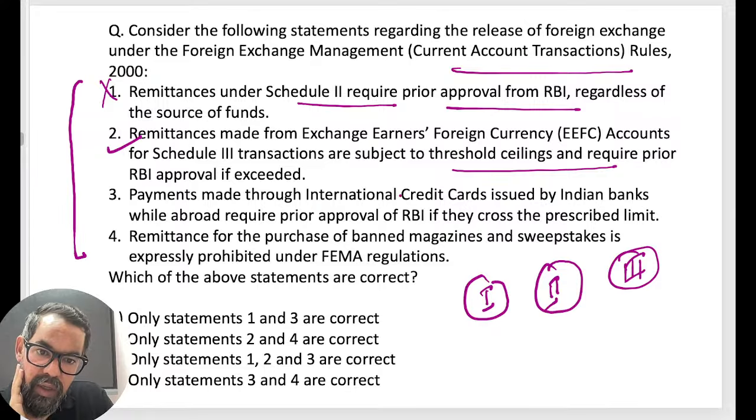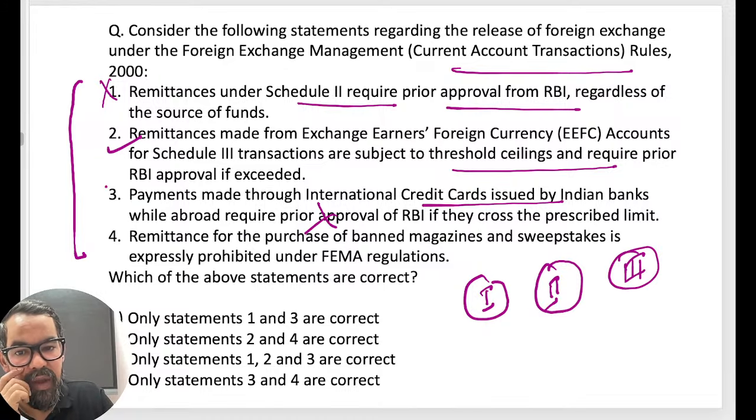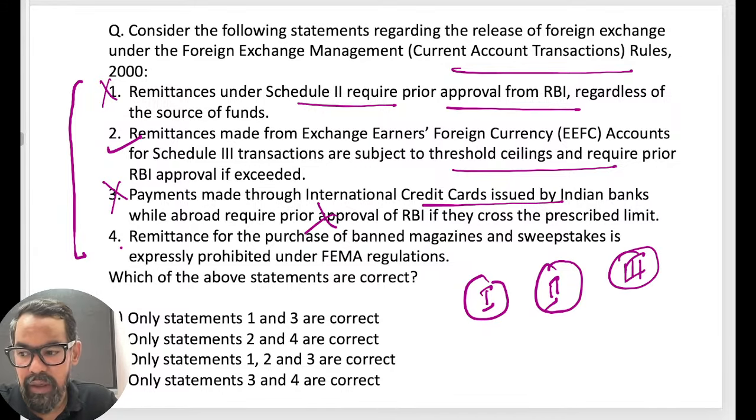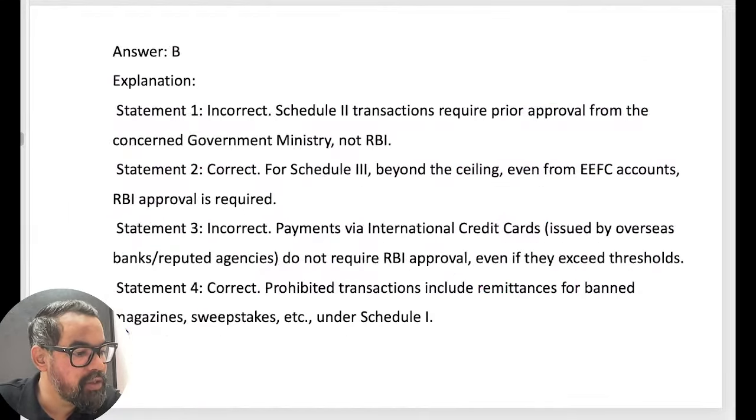Payment made through the international credit card issued by an Indian bank while abroad: does it require approval? No, it does not require. When you visit outside India, if you have a credit card which is accessible outside India, you can use it. You will not need approval there. Statement: remittances for purchase of banned magazines or sweepstakes is prohibited. Yes, 100% it is. So 2 and 4 means option B will be the right answer for this one, not D, not A, option B guys.